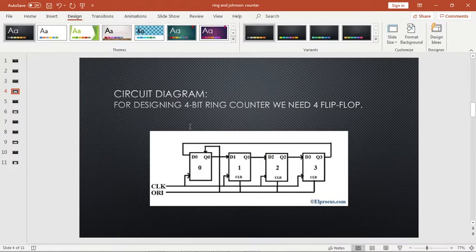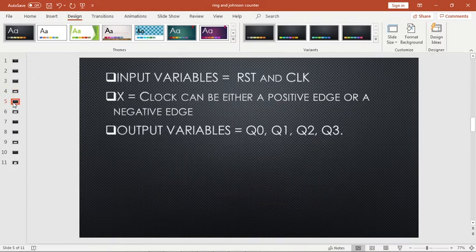Circuit. This is the circuit diagram of ring counter. There are two input variables, reset and clock pulse. X equals clock can be either positive edge or negative edge. Output variables are Q0, Q1, Q2 and Q3.